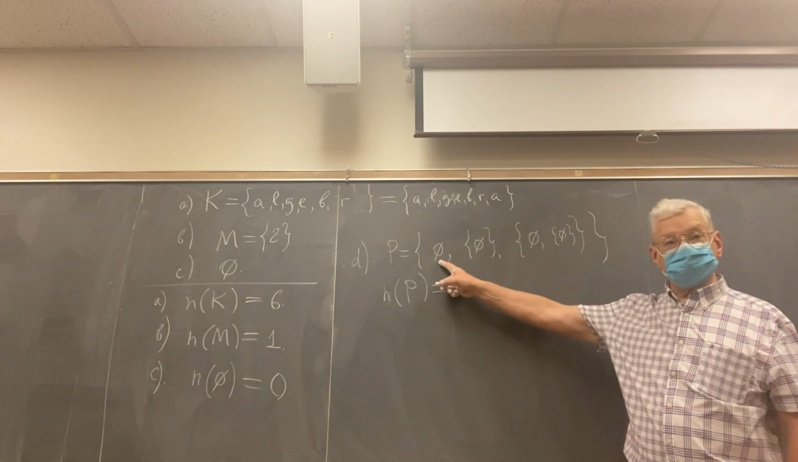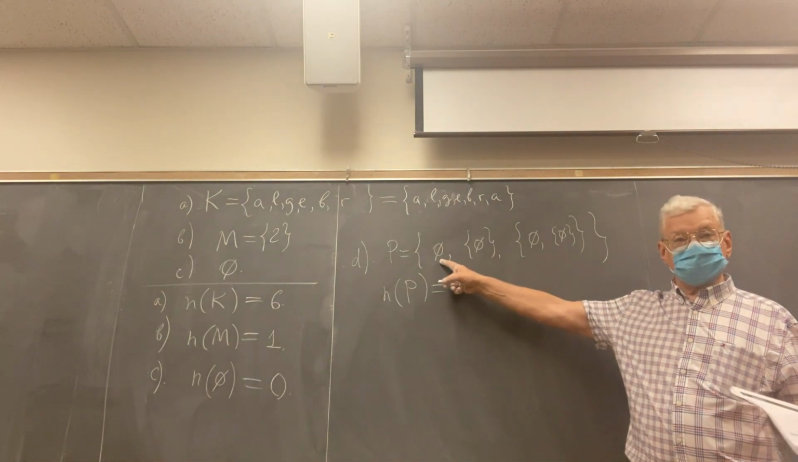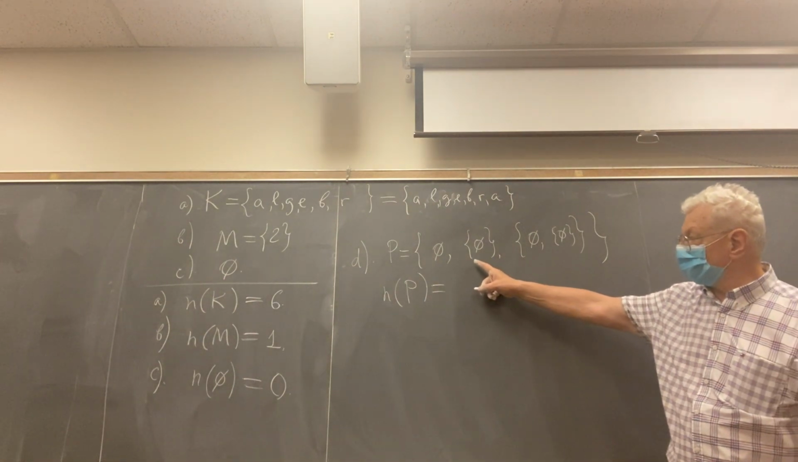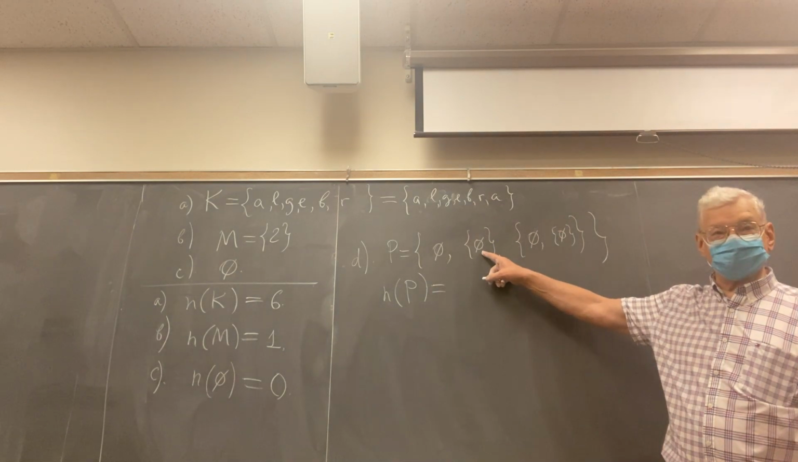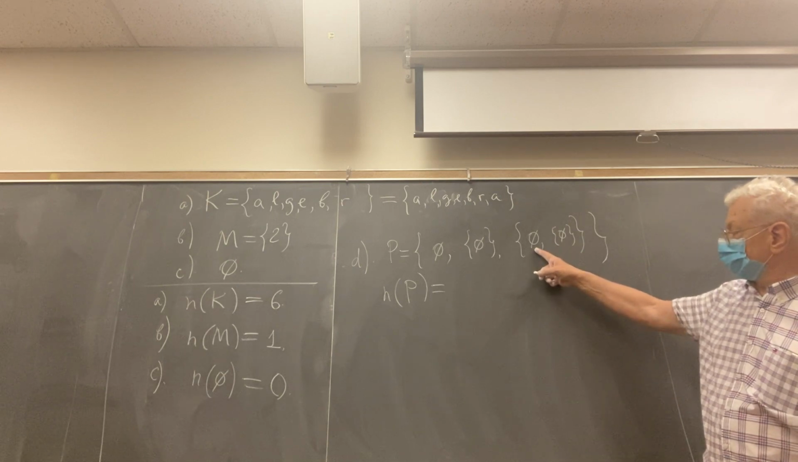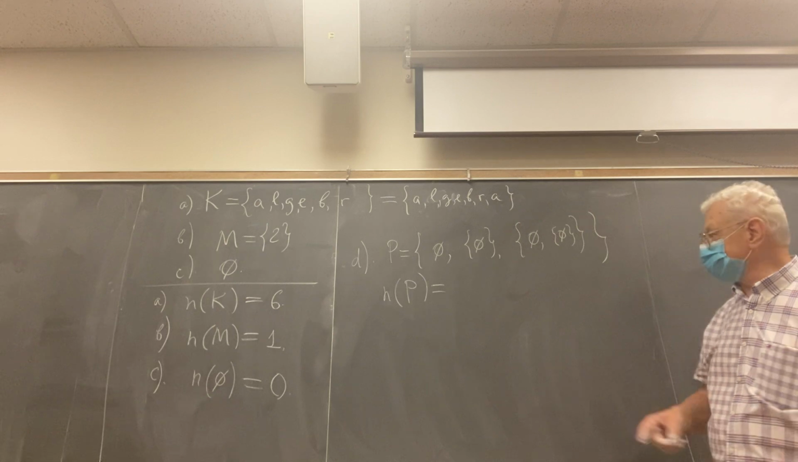Is this an element? Yes. The first element is an empty set. What's the next? Oh, you're right, it is 3. The next element is a set whose one element is the empty set. And this is a set which has 2 elements: one element is the empty set and the other one is a set, one element of which is an empty set.